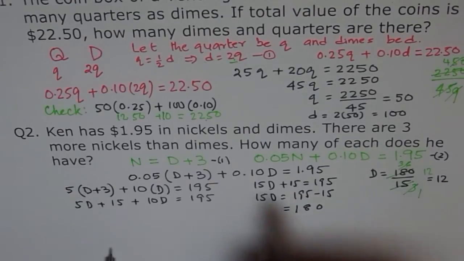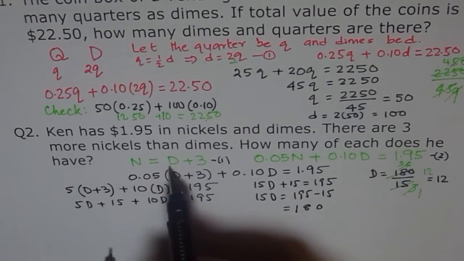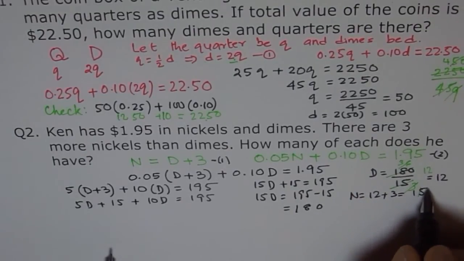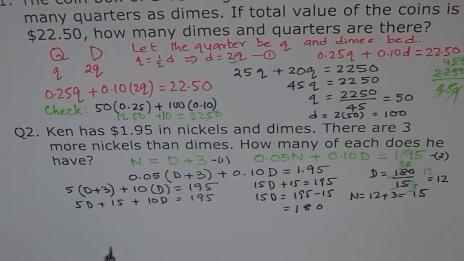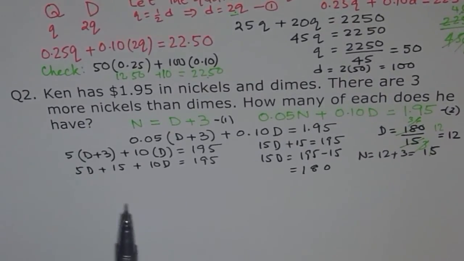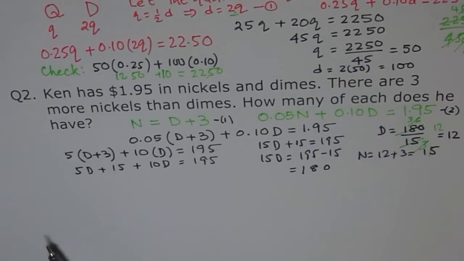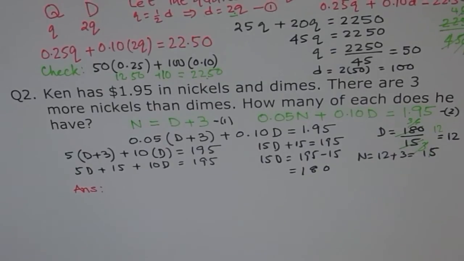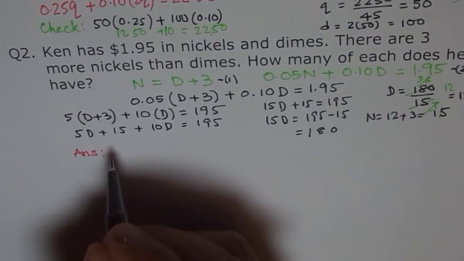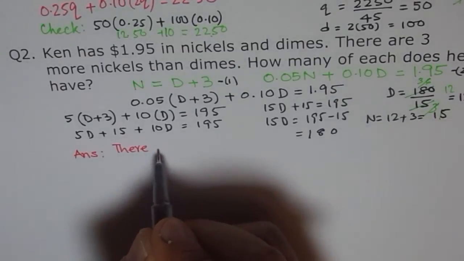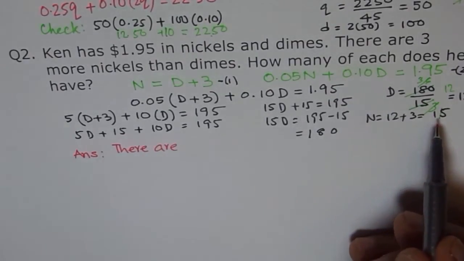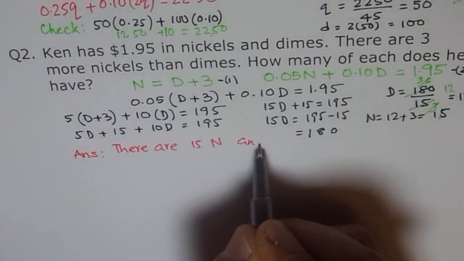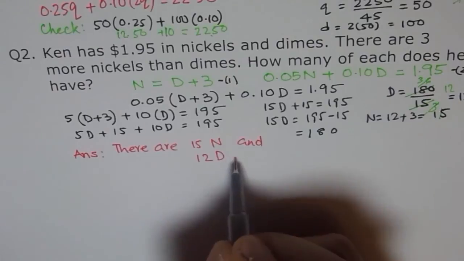So if there are 12 dimes, how many nickels are there? Nickels are 12 plus 3. So we get nickels equal to 12 plus 3, which is 15. So the answer is what? How many of each does he have? So you can write down the answer in a word problem. You should surely write the answer in words, okay? So the answer is there are 15 nickels and 12 dimes. Is that okay?